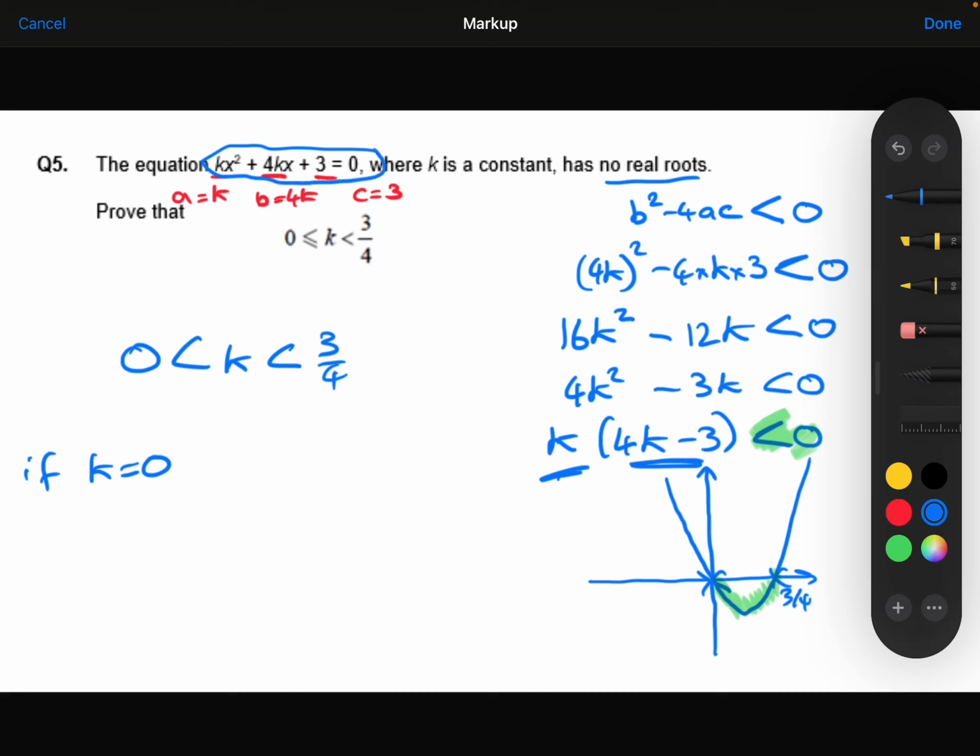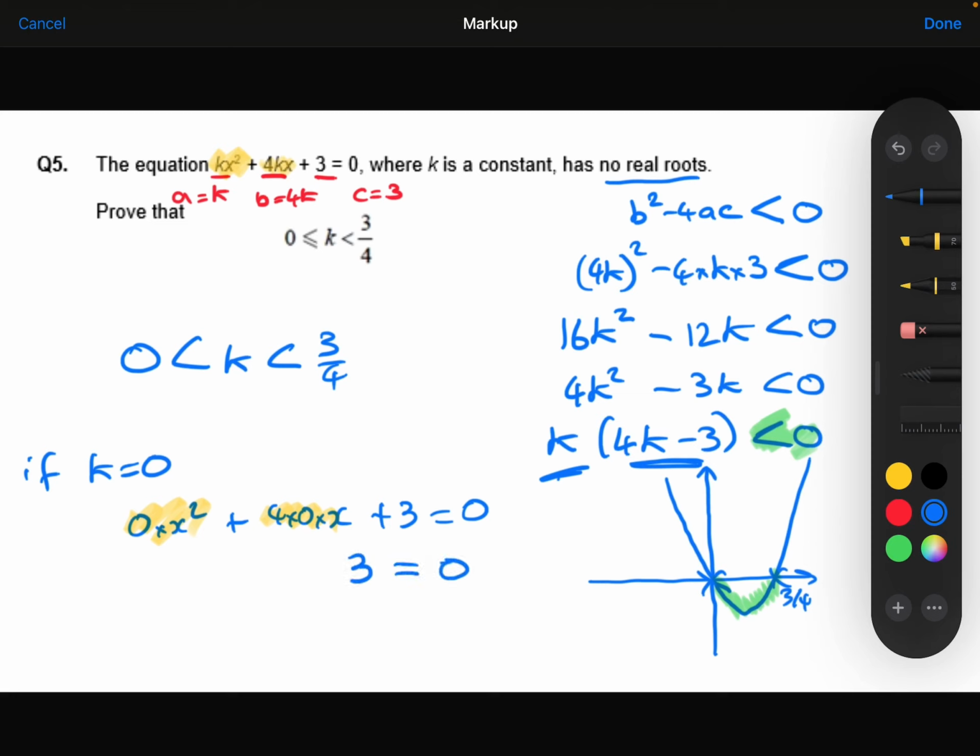The first term, we'd have 0 times x squared, plus, then we'd have 4 times 0 times x, plus the 3, equals 0. Now the 0 times x squared is just going to be 0. The 4 times 0 times x is going to be 0. So on the left-hand side, I would be left just simply with 3.